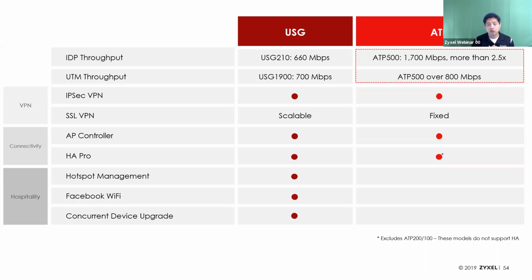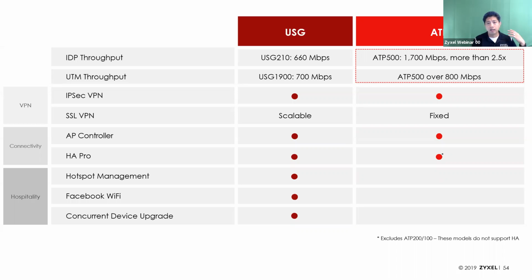Now the only major difference is that the USG still has the hotspot managed capability. It will still do guest network access on the ATP. It can still do a basic authentication, but if you're looking for like billing, credit card billing through PayPal, or you want to integrate it with Facebook for Wi-Fi login, those kinds of things, you have to use the USG for now. Now we do plan on having support for the hotspot management in the ATP in the future. So that's coming. But otherwise, ATP is the way to go.